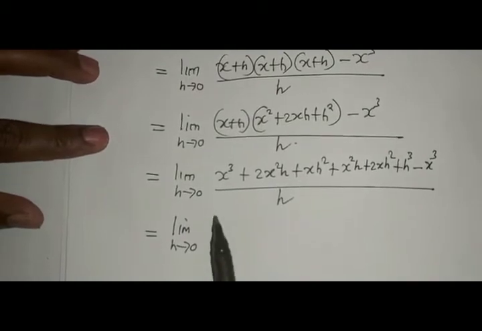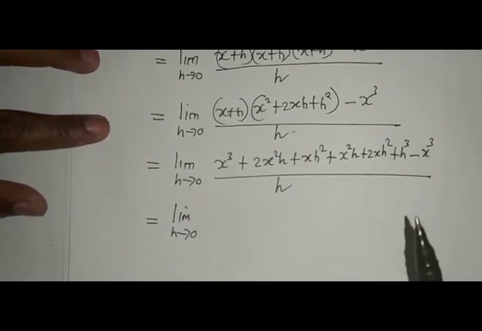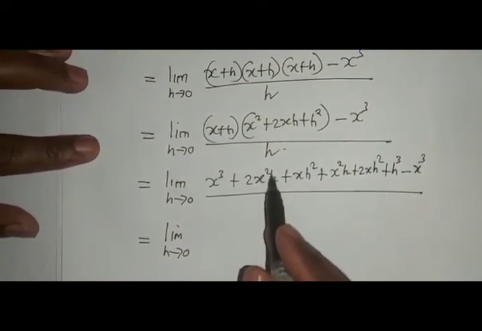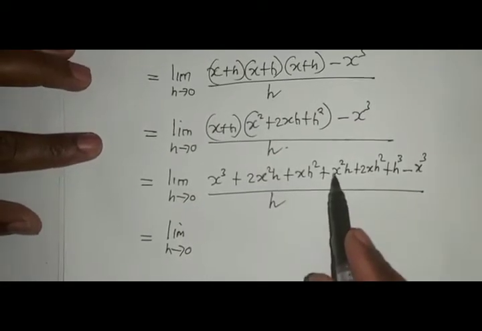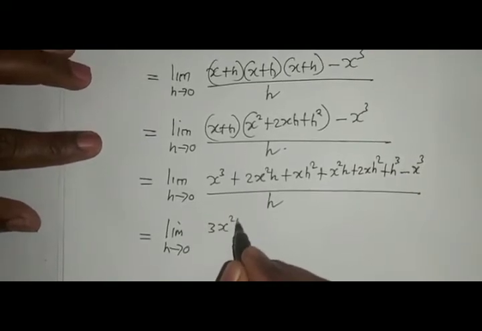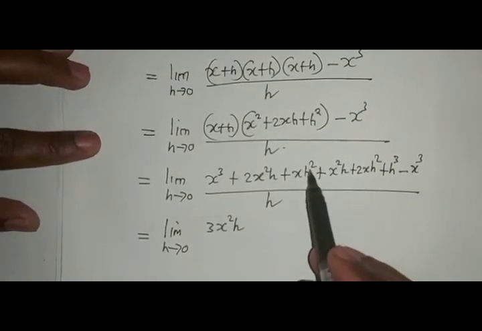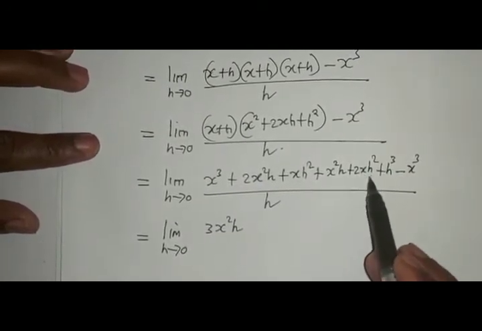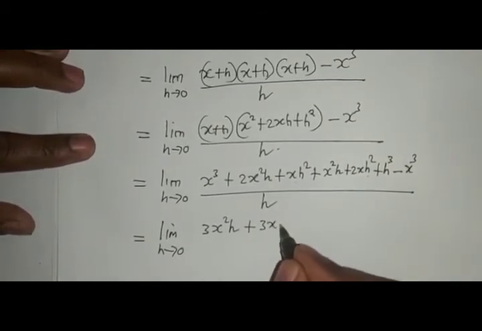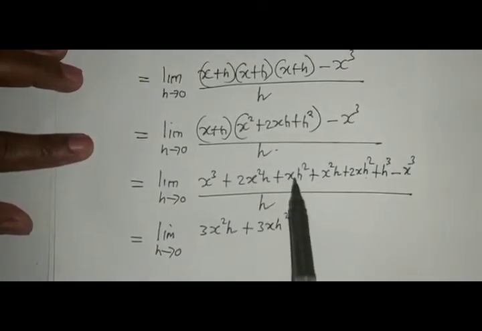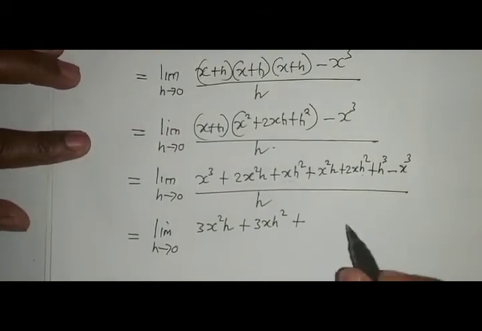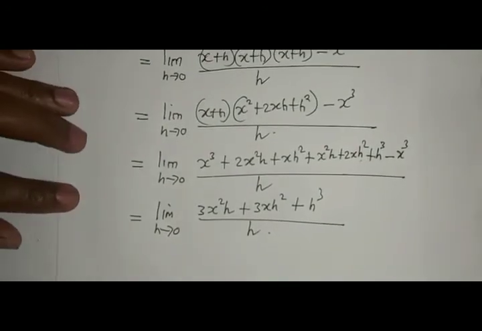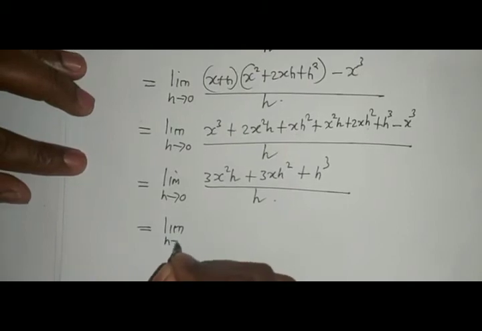h approaches 0. Now here we add and subtract the like terms, x cubed cancels with minus x cubed. Now here I have 2x squared h, which is like this one, so 2x squared h plus x squared h gives me 3x squared h. Then x h squared is like 2x h squared, which means this plus that gives me plus 3x h squared. Then I've done this one, that one, plus in this case h cubed, all over h. Now going forward, we now factorize, which is the limit as h approaches 0.